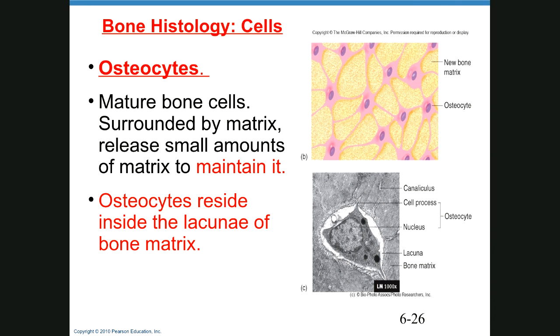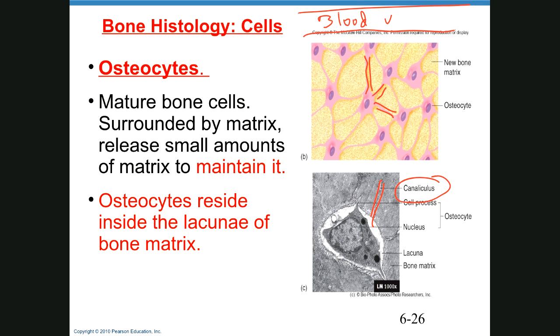So these are osteocytes trapped in the matrix, and notice that they have these extensions of their cytoplasm that travel through little canals in the matrix, and they communicate with each other via these extensions of their cytoplasm. The canals through which they extend their cytoplasm are called canaliculi.